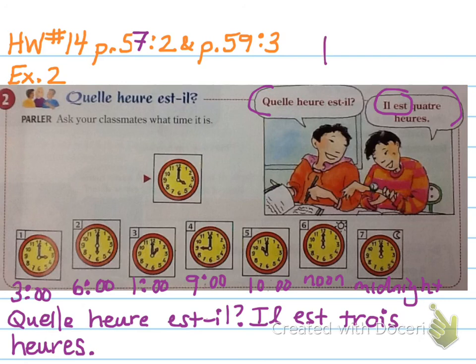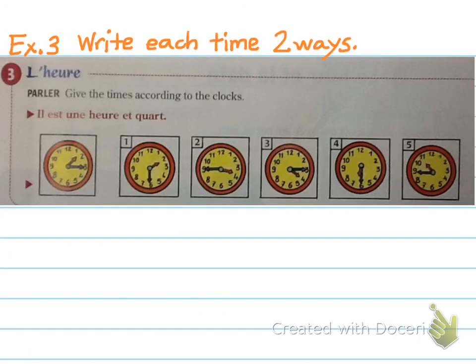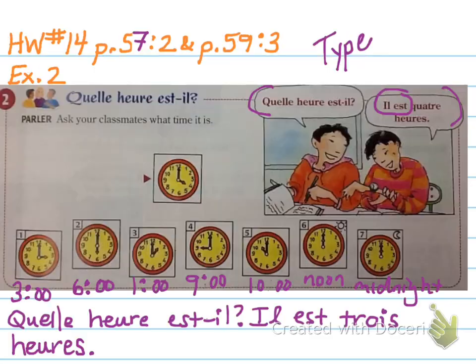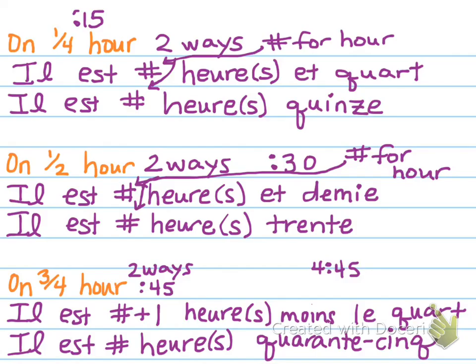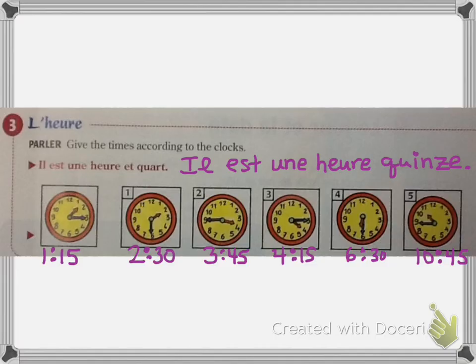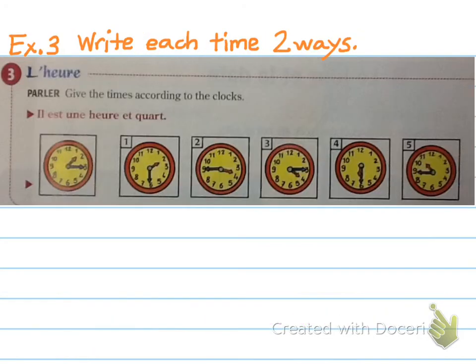Remember, I do expect you to type homework assignments out of your textbook using your international keyboard. Exercise 3, l'heure, give the times according to the clocks. Again, remember when we did this one out loud, I asked you to give the 2 different ways that you could tell those times. So for each of these, I want you to write out the time 2 different ways.